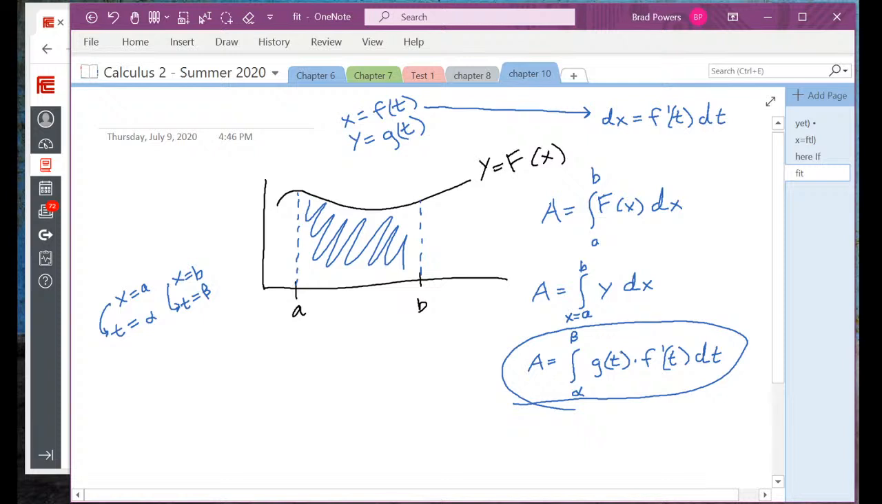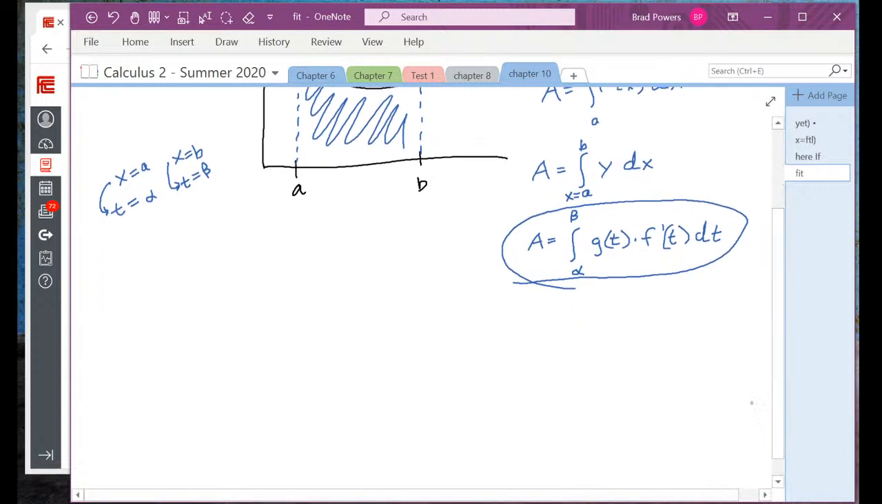I'm fairly certain. Let me see. I'm going to double check right now, because it should be. Oh, there it is. Let me see here. Yes, that is what the book has. Yay me. Yay you guys. So that would be it. That is the formula for area under a curve.